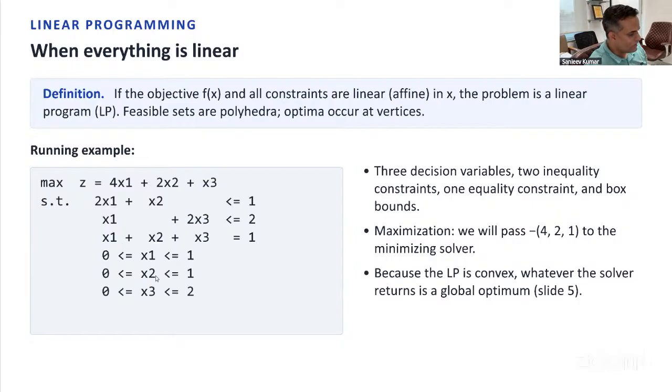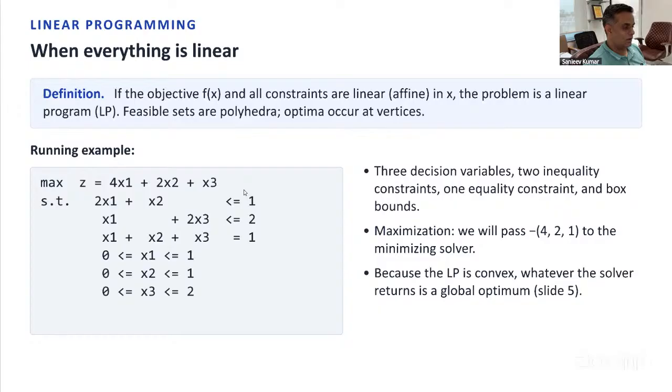And here x1, x2, x3 all are between 0 to 1, or x1, x2 and x3 are between 0 to 2. So I'm having three decision variables, two inequality constraints, one equality constraint, and a box bound on the decision variables. So now how to solve this LPP in Matlab?